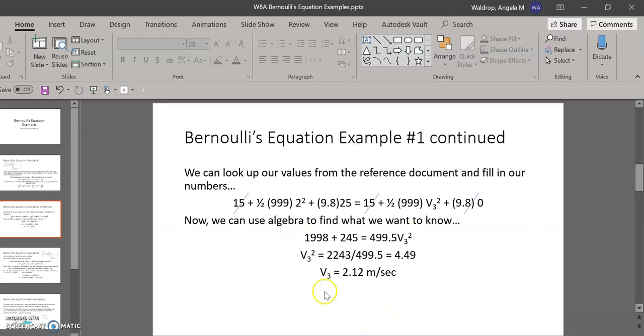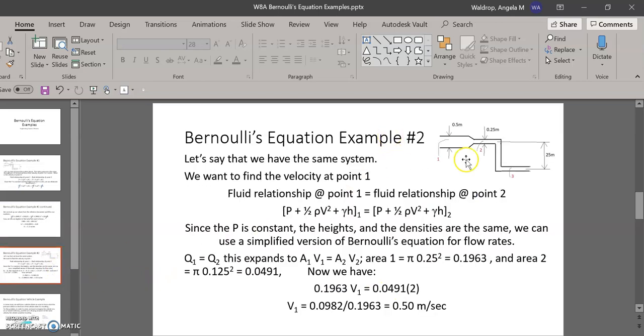Okay, so that's it for that particular example. Now we're going to take the same problem and work our way backwards. We figured out the values at point 2. We figured out the values at point 3. Now we're going to figure out the values at point 1. We can say that the fluid relationship at point 1 is the same as the fluid relationship at point 2.